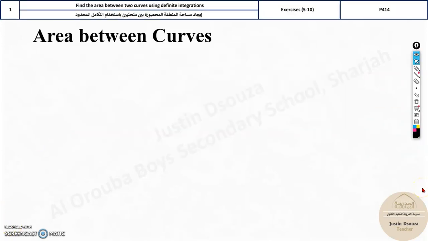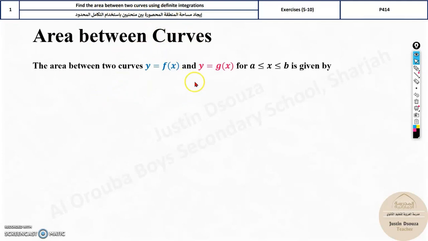Welcome to the first explanation video of the end of term 3 exam topics. It is area between curves. The first topic over here is to find the area between two curves using definite integration. Now, definite integration means you need to know the limits, apply and solve. So we will see how to do it. But before we go to the problem, let's see the formula which will be used.